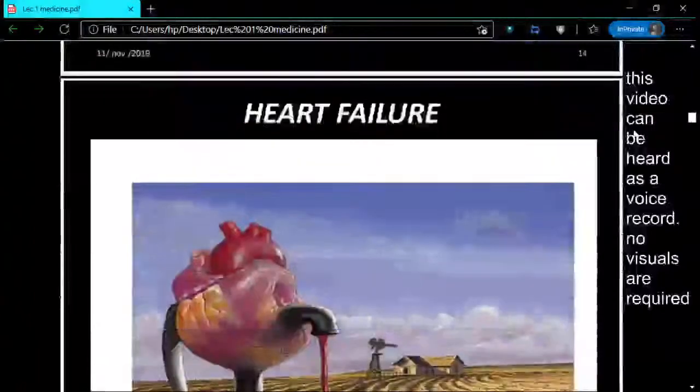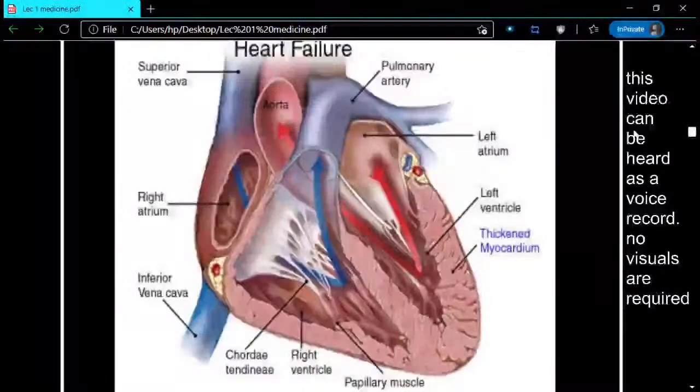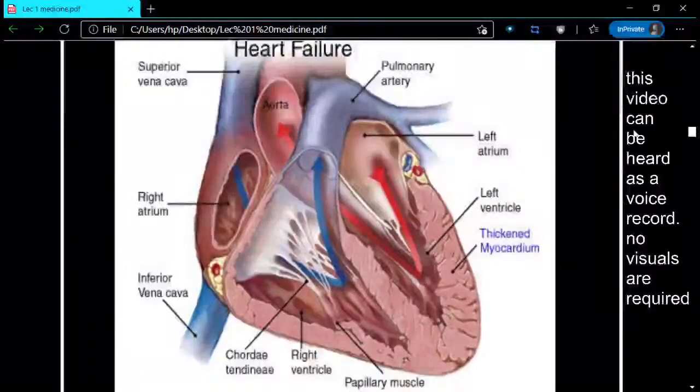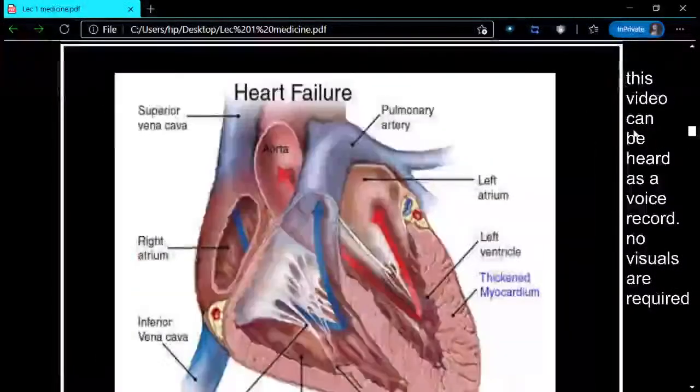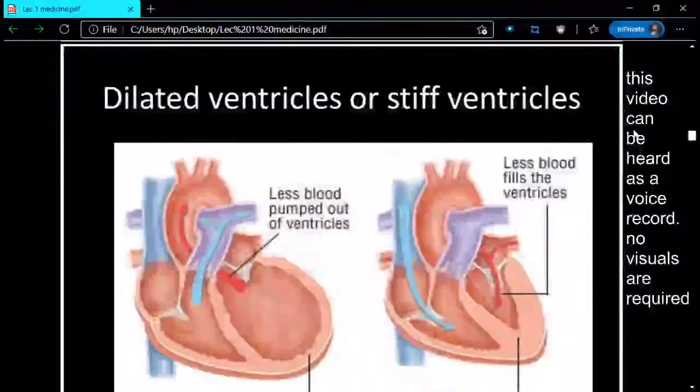The cardiac cycle, and here we can see the chordae tendineae and the valves of the heart: tricuspid, bicuspid, and the semilunar cusps between the pulmonary arterioles and veins, and the atrium. In heart failure there is insufficient supply of blood to the lungs.